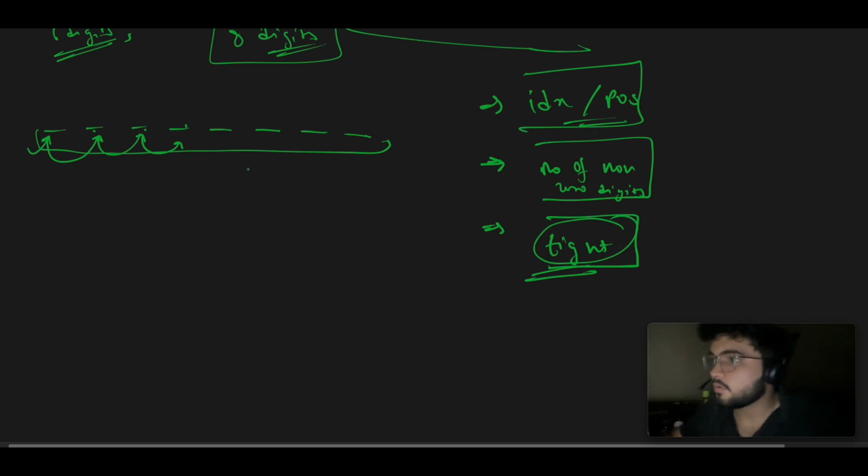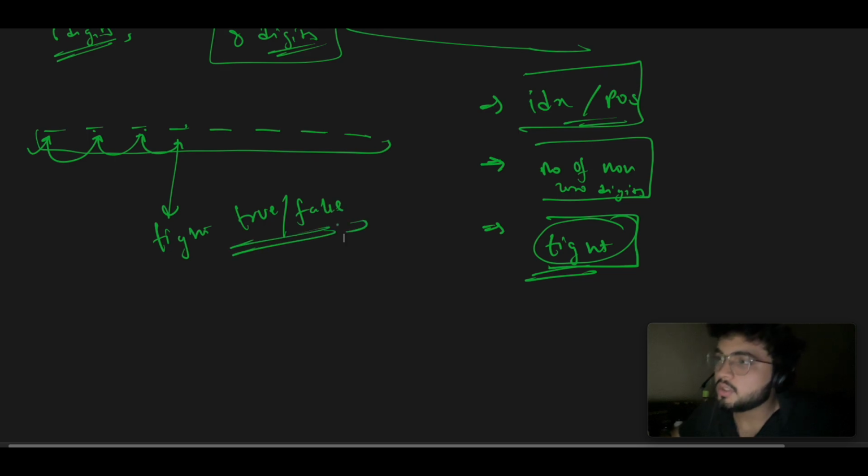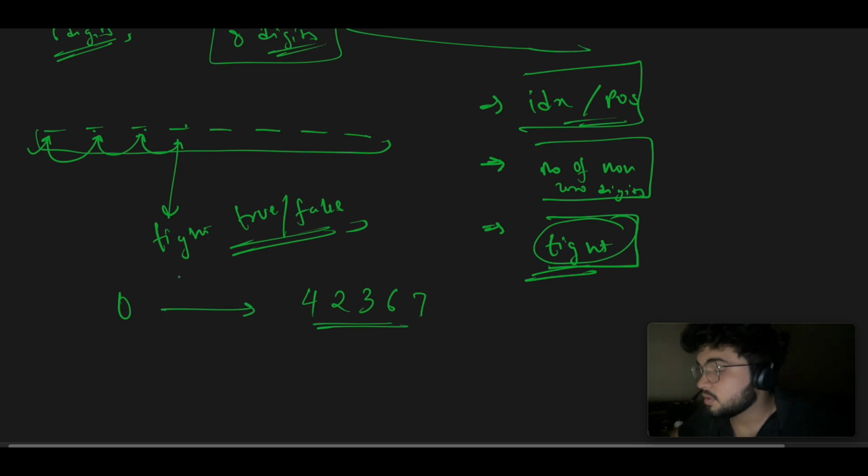For every position, we may have tight as true or false. So let's see what this is. Let's say we have the number 4 2 3 6 7, and we need to move from 0 to this number. As I said, we will not move like 0 1 2 3 and then finally to this number. We'll write 5 digits.